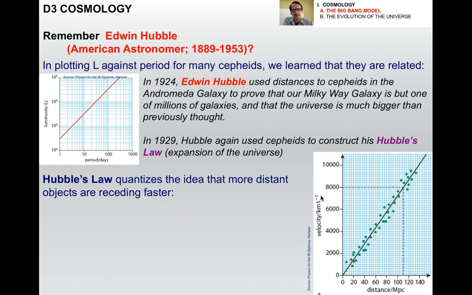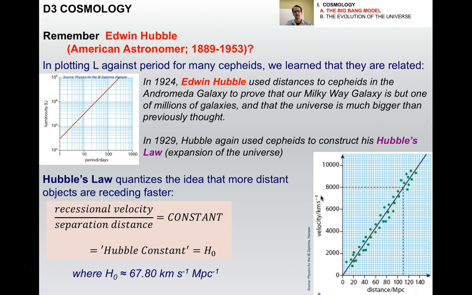So Hubble's Law quantizes the idea that more distant objects are receding faster. And the idea is this. If you take the ratio of the recessional velocity over the separation distance between us and the star, that ends up being constant. And that constant is called the Hubble constant. It's called H naught. And the accepted current value for H naught, which is debatable, is anywhere between 60, 70, 75. The accepted value that we're going to use in the IB is 67.8 kilometers per second per megaparsec.